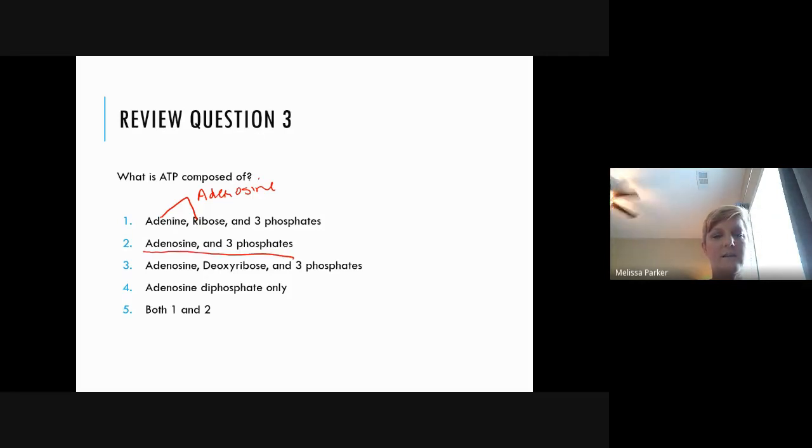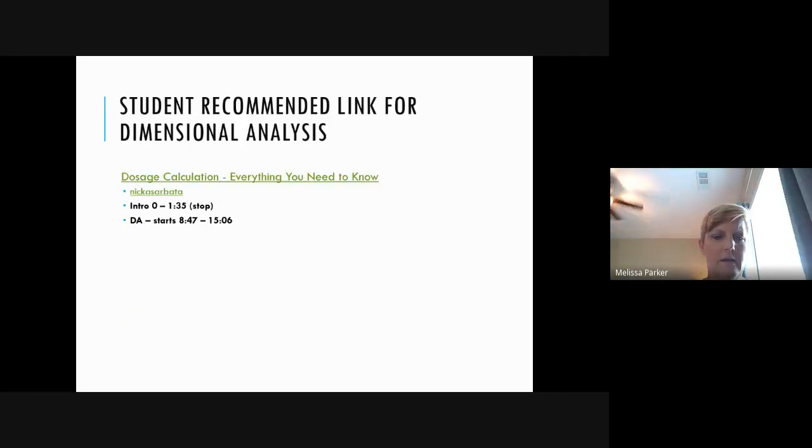Yes, it can. Can it be adenosine deoxyribose? It can't be deoxyribose because it has to have a ribose. Adenosine diphosphate only? No, because this has a triphosphate. There's two, right? So the answer is going to be both 1 and 2.